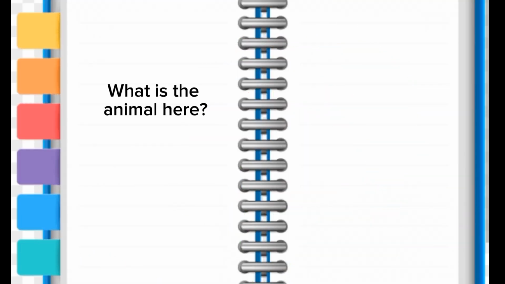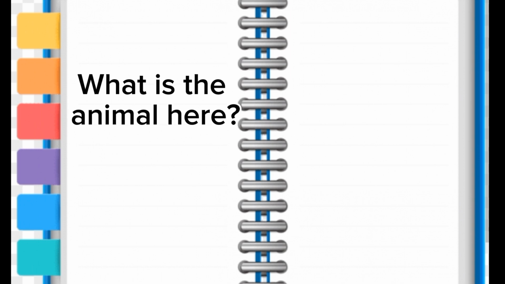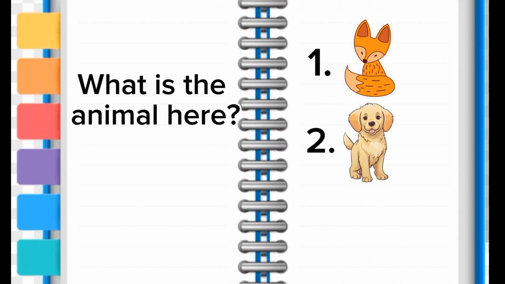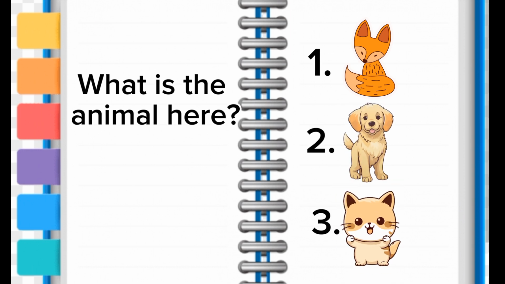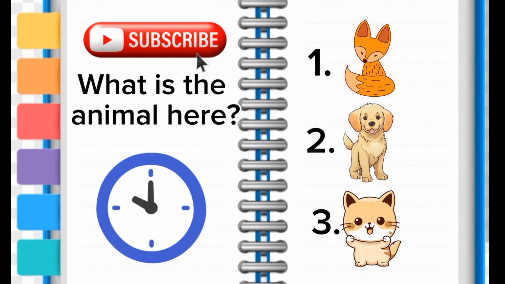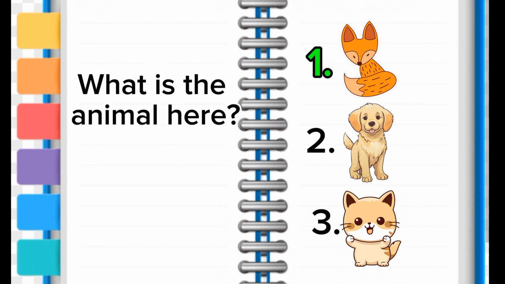Now, question answer time. What is the animal here? Option 1, fox. Option 2, dog. Option 3, cat. Answer is option 1, fox.